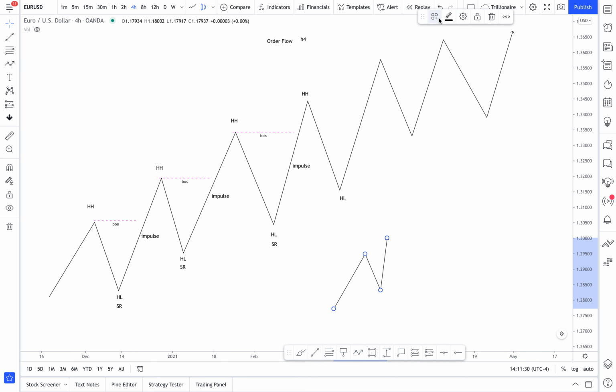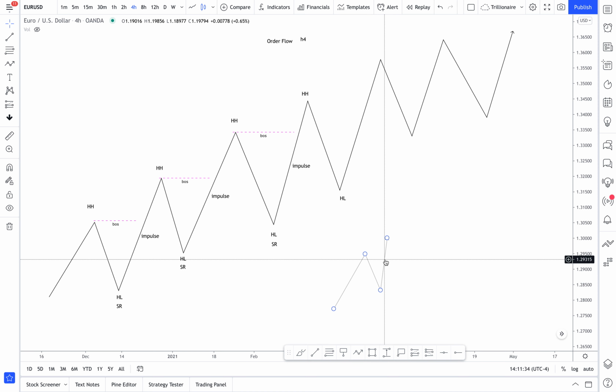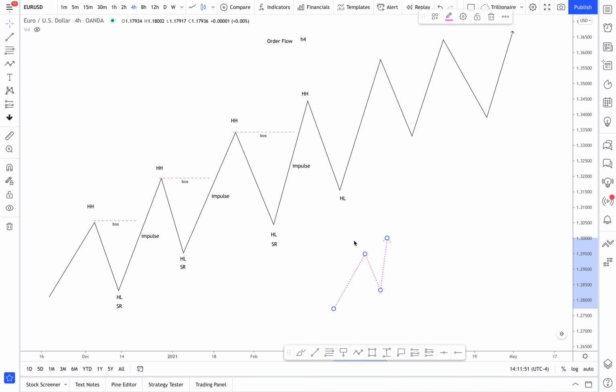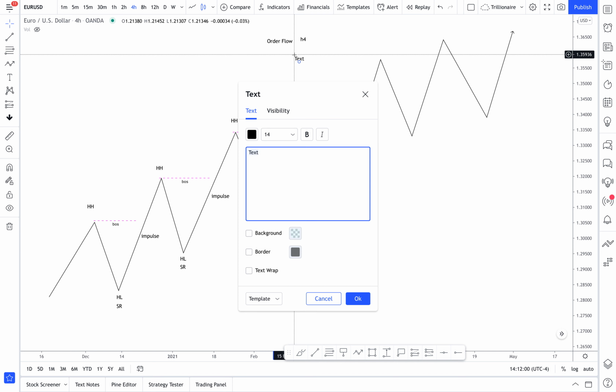So let's actually change this up just a little bit. Let's go to settings. Let's change this to dash, and then we'll make this a bright color. Maybe red, pink, maybe a little thicker. There we go. So now let's say you're using my rule of three, and let's say you go down to the M15 time frame.